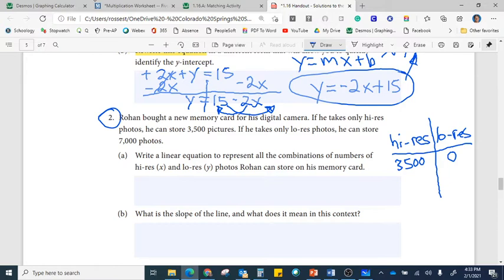If he takes only low resolution photos, he can store 7,000 pictures. So he's not going to take any high resolution photos, okay? So we say 7,000. All right. Now we're going to look at the question, and the question says write a linear equation to represent all the combinations of numbers of high res X and low res Y photos Rohan can store on his memory card. All right. So there and there.